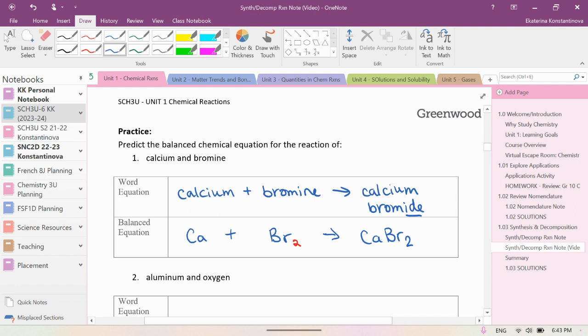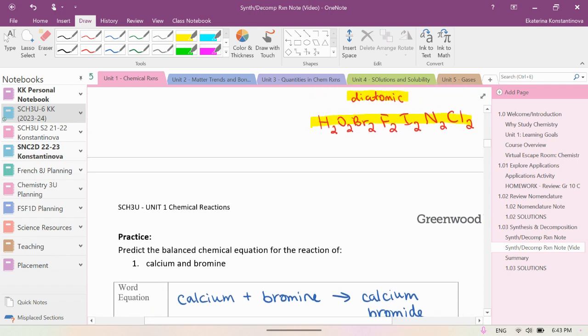Now, we might be done, but we might not be done. We always have to check, is it balanced? Well, let's check. On the left-hand side, I have 1 calcium. On the right-hand side, I have 1 calcium. On the left-hand side, I have 2 bromine. On the right-hand side, I have 2 bromine. So we are balanced.